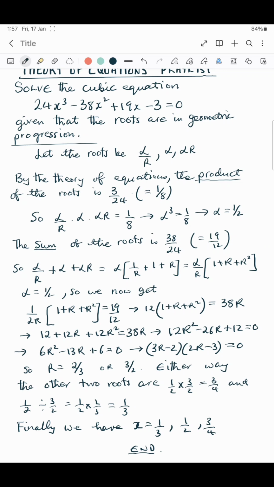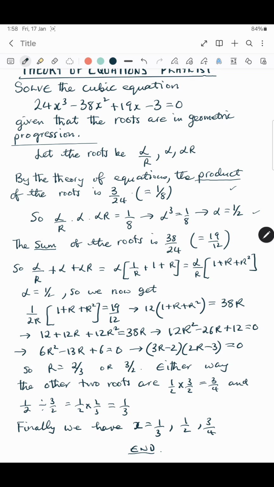Now, by the theory of equations, the product of the roots is plus 3 divided by 24, which comes to 1 over 8. So, multiplying those three roots together, alpha over r times alpha times alpha r equals 1 over 8. The r's disappear, which leaves us with alpha cubed equals 1 over 8, and alpha equals 1/2.